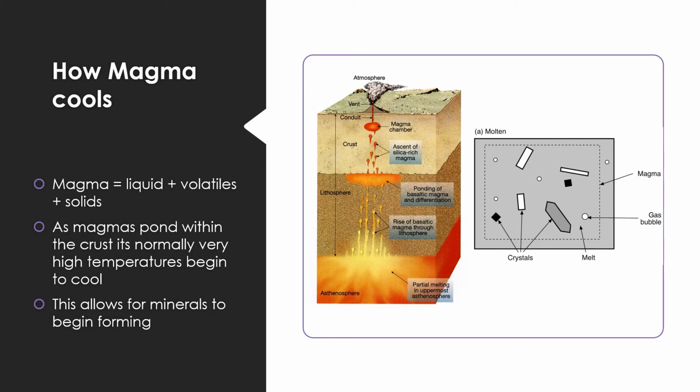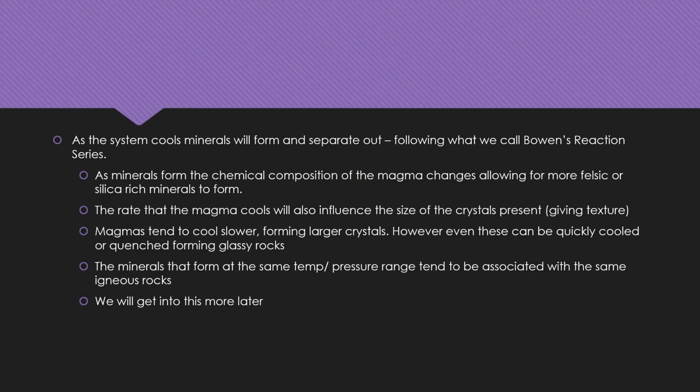And as the magma ponds within the crust, it will be at a very high temperature, but it will start to cool as it sits still. Okay, this allows for minerals to begin forming. Well, why does it cool? The surrounding rock is much colder than it is. Remember, it's really hot, it's liquid. Rock around it is solid, so it must be cooler. So the heat kind of gets absorbed into the surrounding rock as it cools. So as the system cools, minerals will form. They kind of separate from the magma in what we call Bowen's reaction series, which is basically as minerals form, the chemical composition of the magma begins to change, allowing for more felsic, basically silica-rich minerals to form.